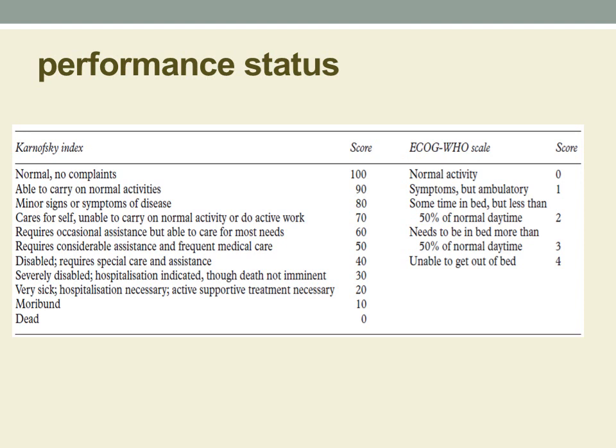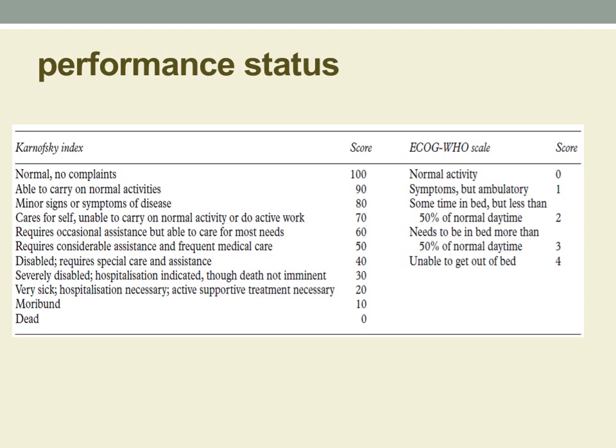Number 1 is symptomatic, completely ambulatory. Number 2 is symptomatic with less than 50% of waking hours in bed during the day. Number 3 is symptomatic with more than 50% of waking hours in bed. 4 is bedbound, completely disabled. 5 is dead.